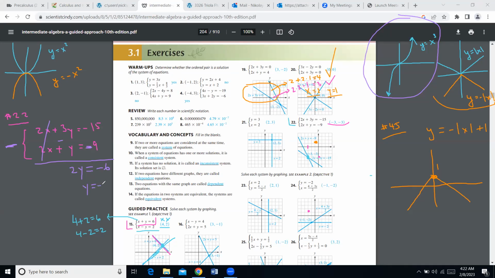So I've got the answer. Y is indeed equal to -3, just as they told us here right away. So this fact supports the answer they found graphically.